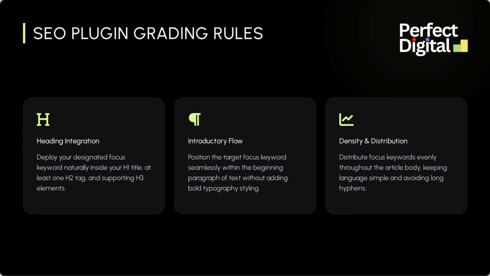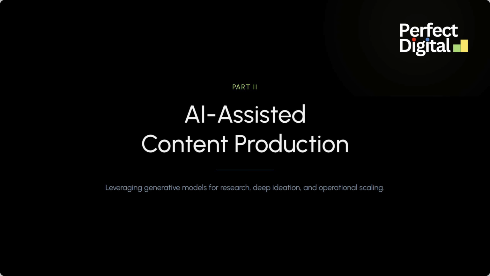Then let's talk about AI assisted content production. With our publishing standard completely secured, we can focus on scaling output speed. This brings us to part 2, which is AI assisted content production.